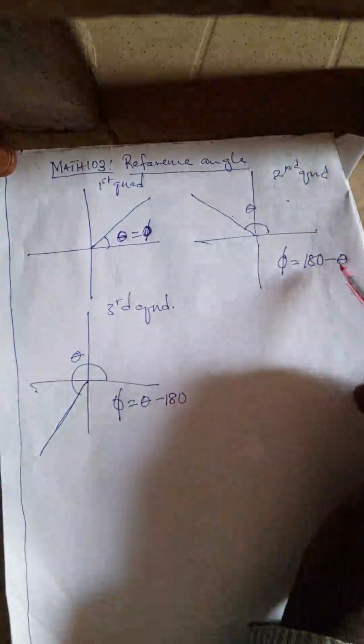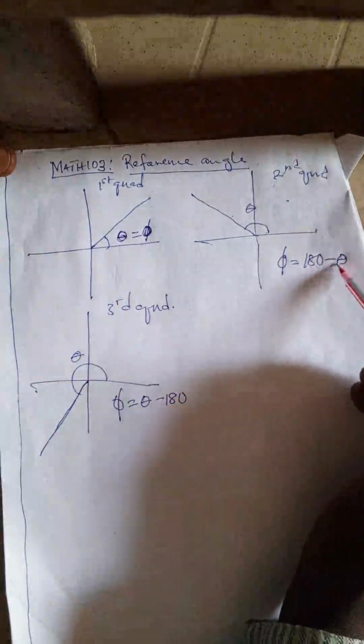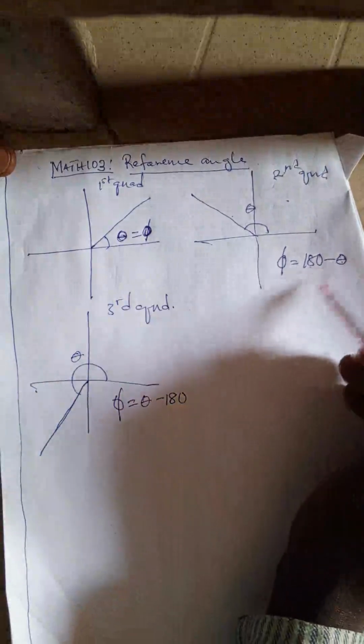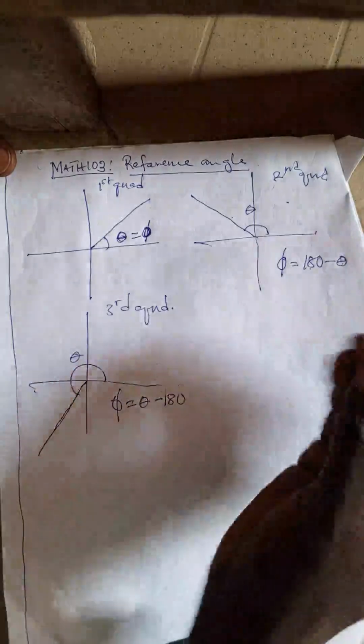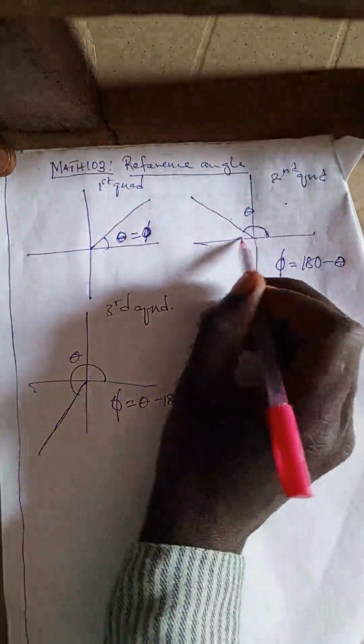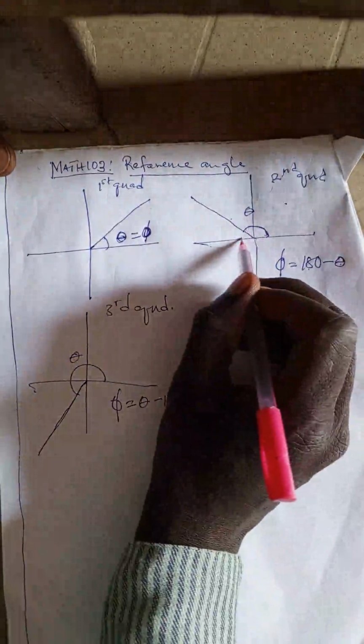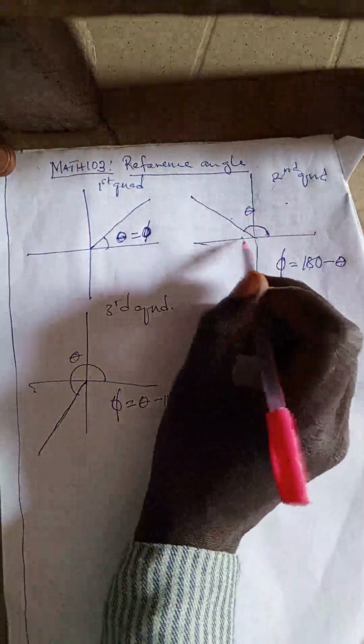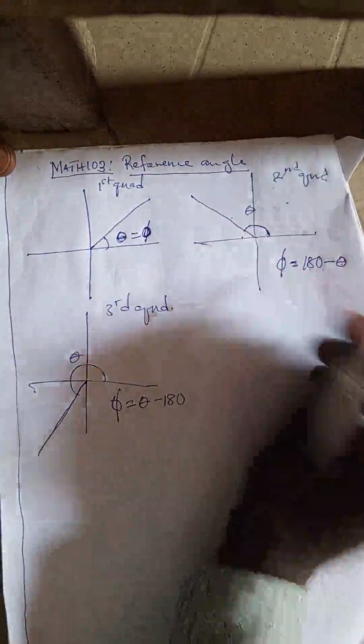The reason here in the second quadrant, if you subtract theta from 180 degrees, you are going to have a positive angle, and that is the target, because the highest theta can reach is 180 degrees in the second quadrant. If you remove the given theta from 180, definitely you're having a positive angle.